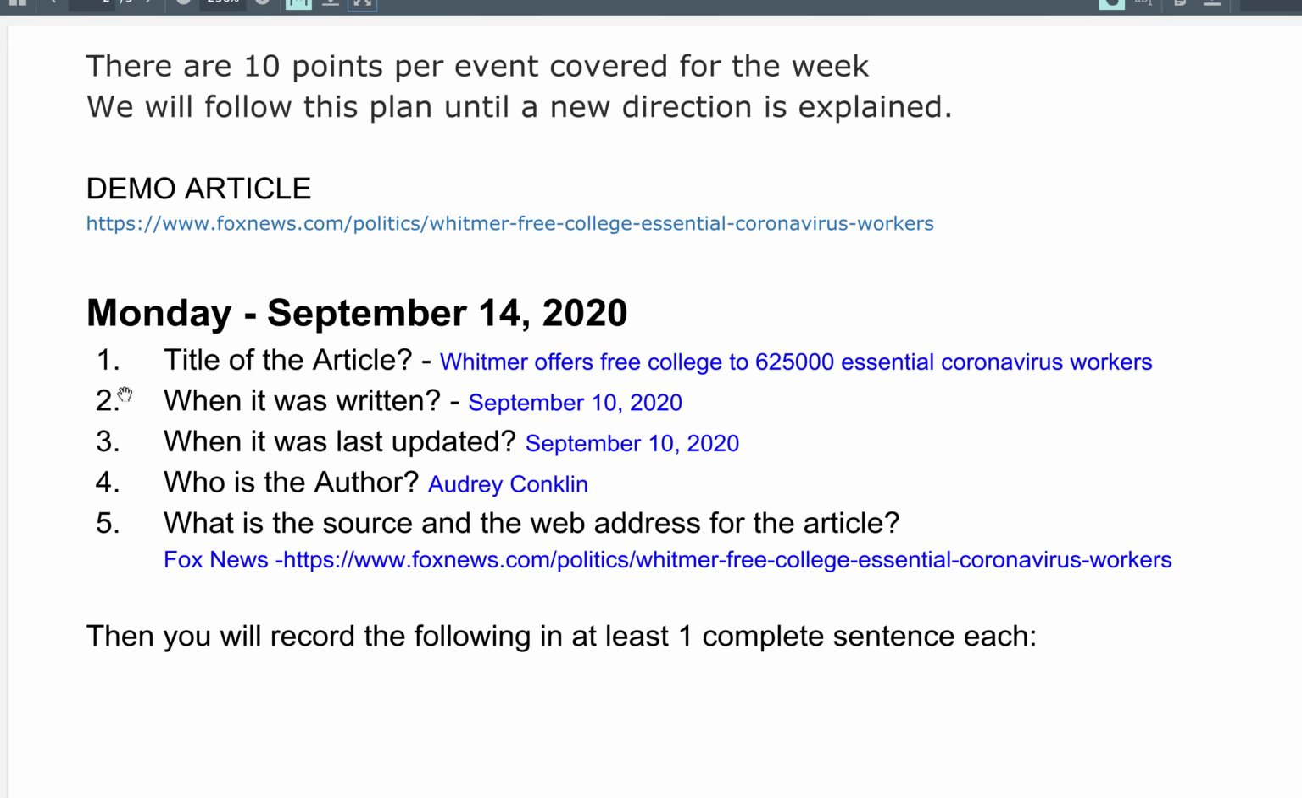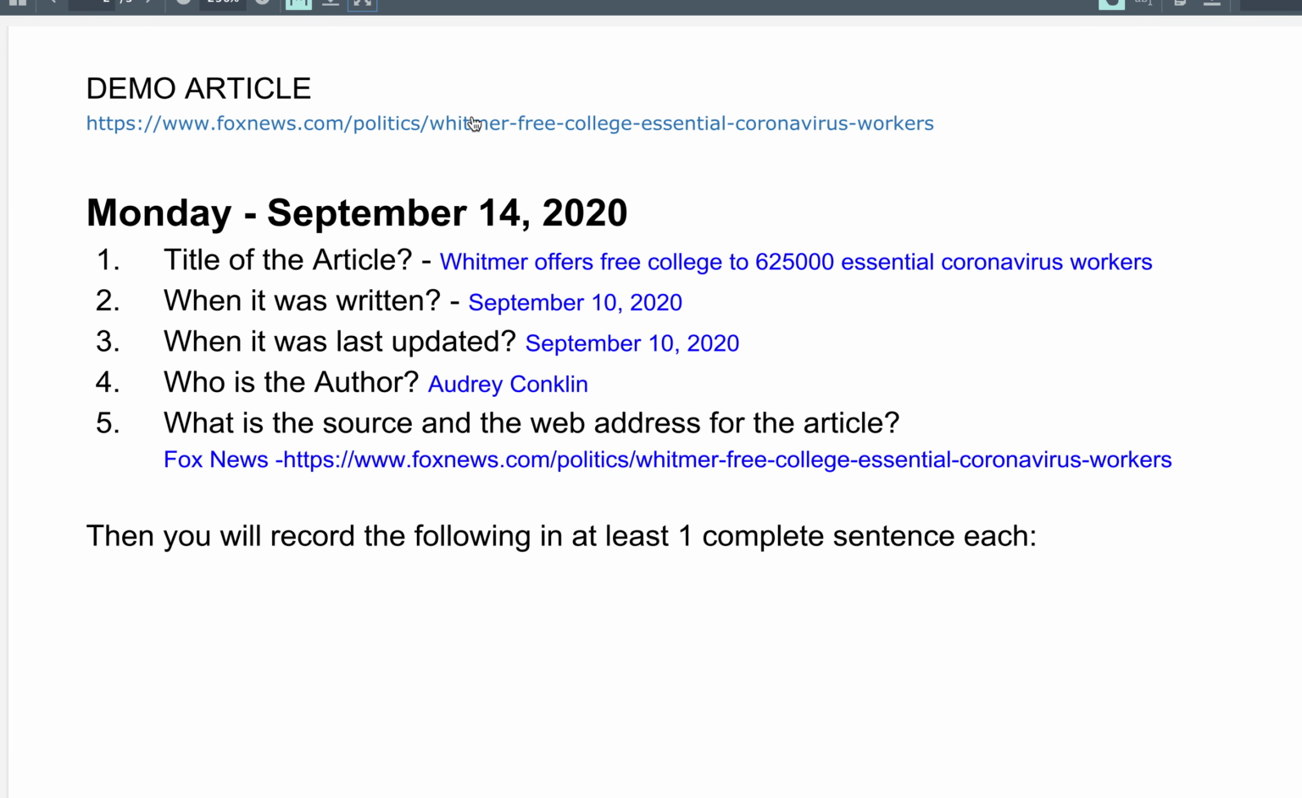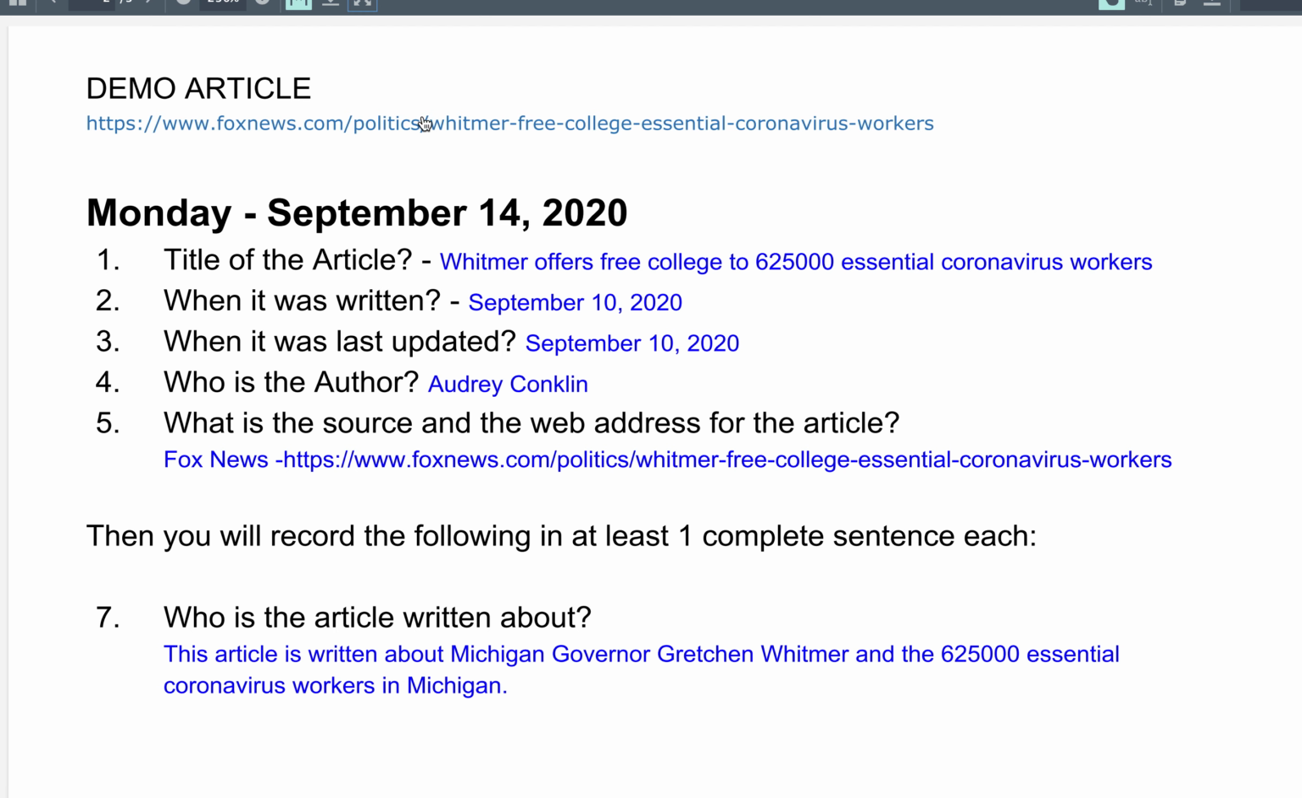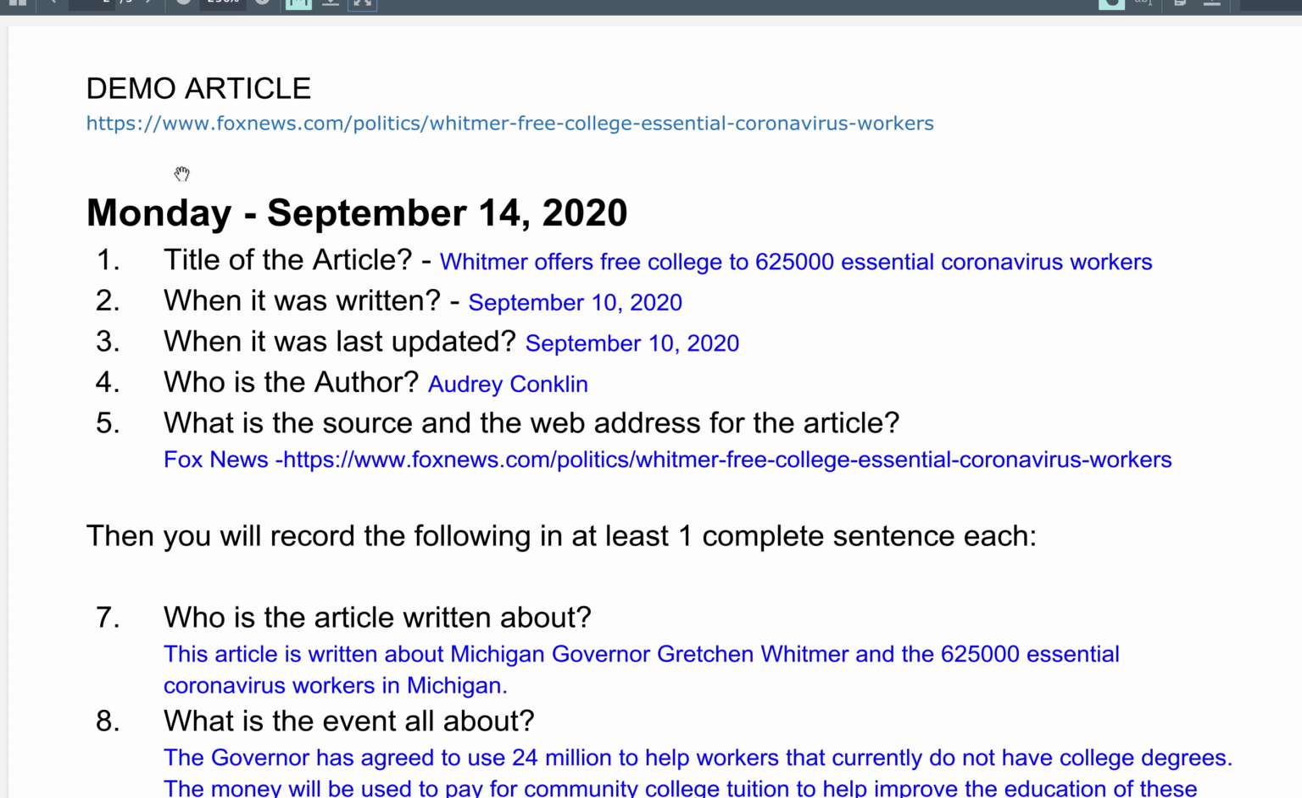So here is my article. Basically, in here, Governor Whitmer signed, and we'll read through this because I did all of that on here. She offers the title. I copied that from the article because I needed to do that part. This is when it was written. This is when I wrote it, when it was last updated. This is the author and the source and web address. I have Fox News, and then the web address comes right after it.